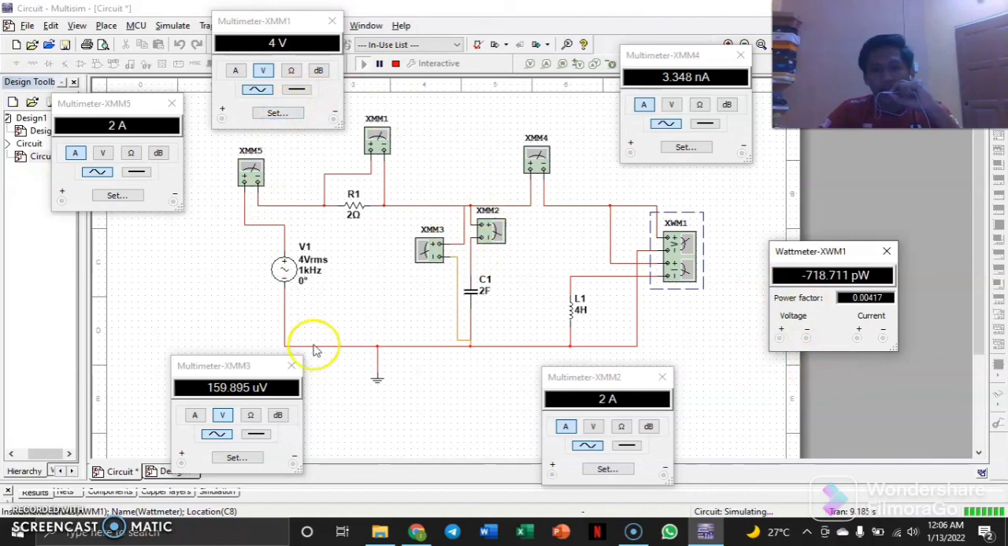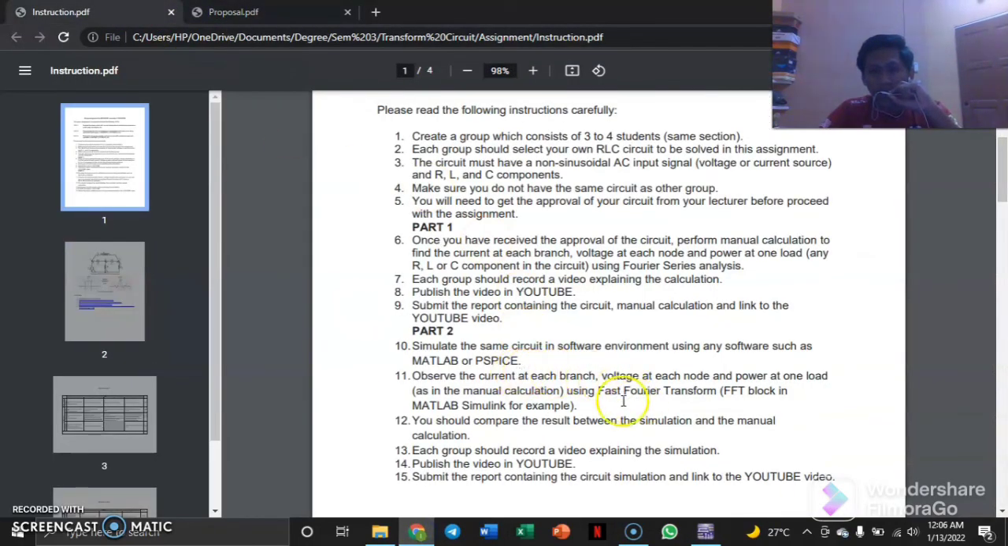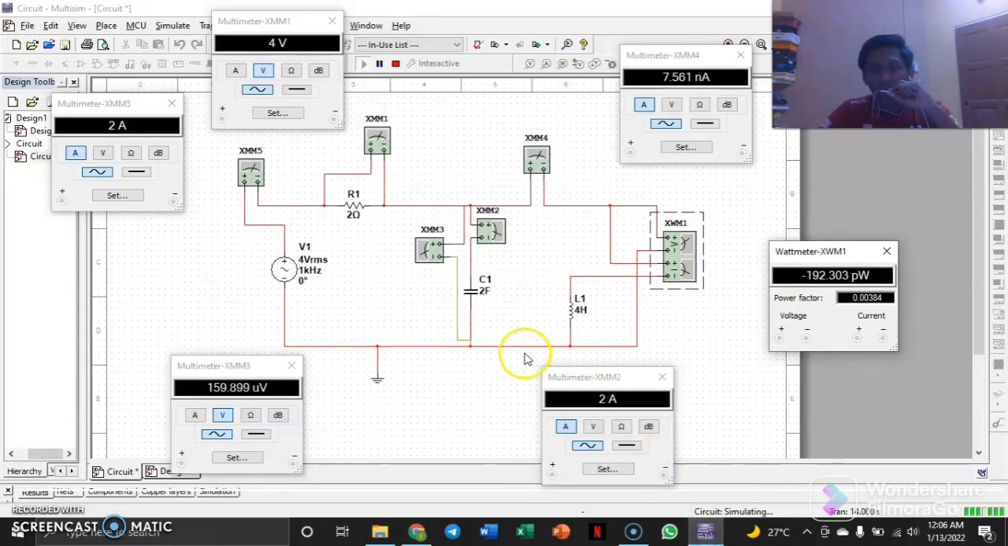So after we run the simulation, we get the value, and all of these values we can refer to the manual calculation, using the method of fast Fourier transform. Okay, that's all from me for the simulation. Thank you.